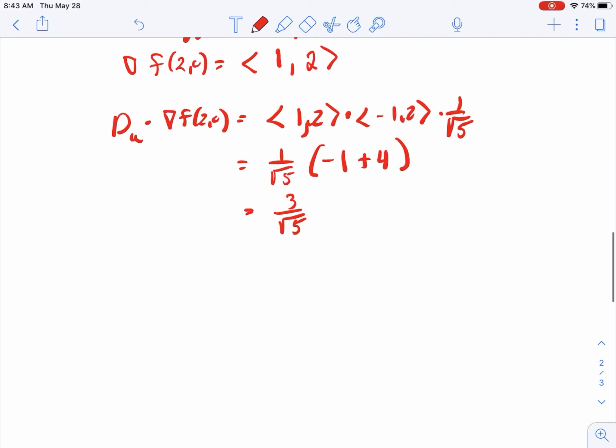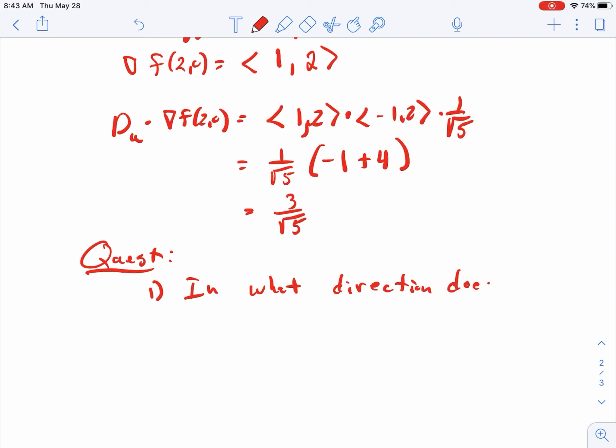So questions in terms of understanding what I just did here. So if I asked you these type of questions, let's say one: in what direction does f have the max rate of change?